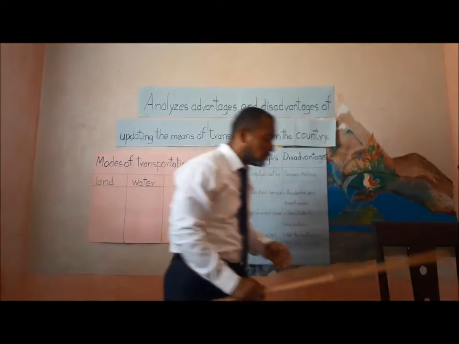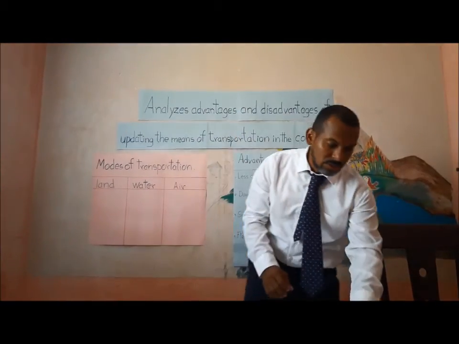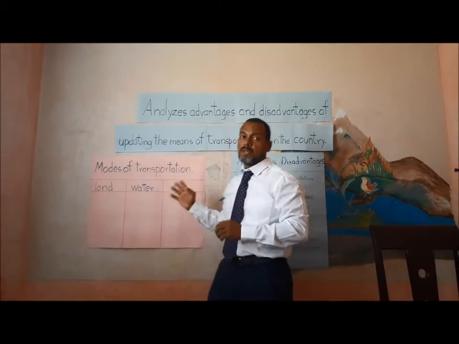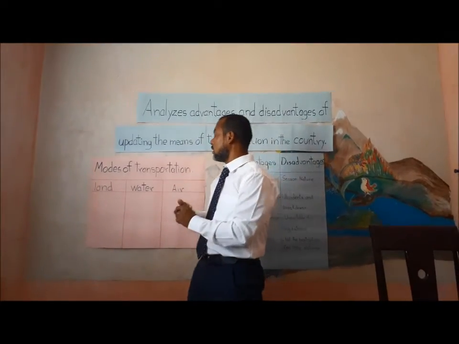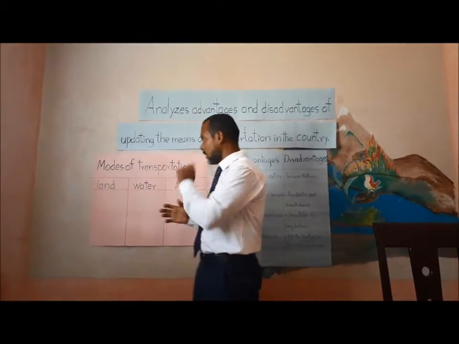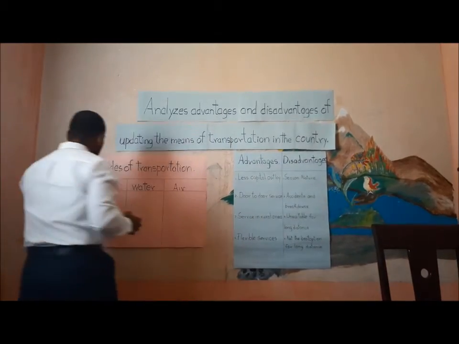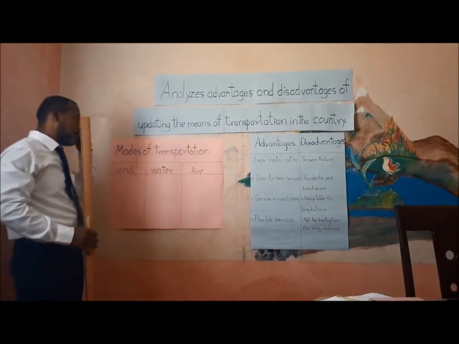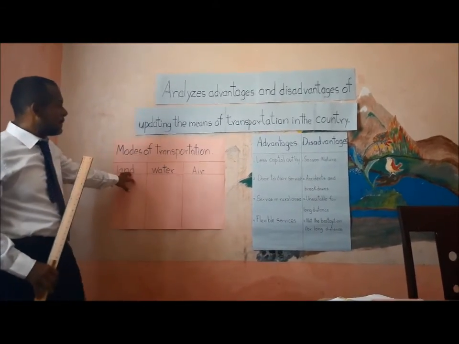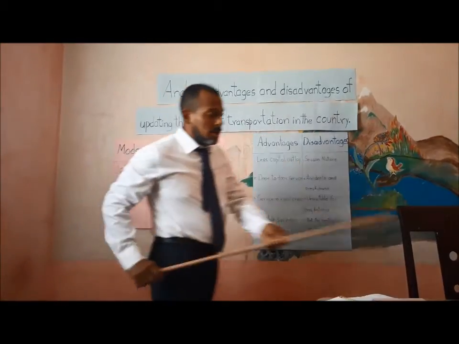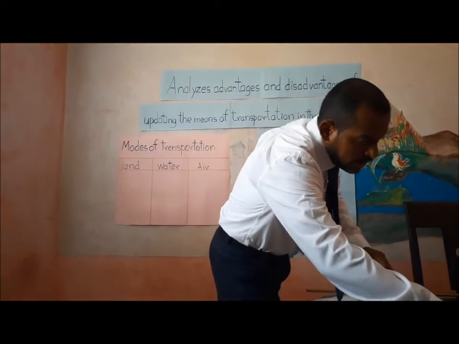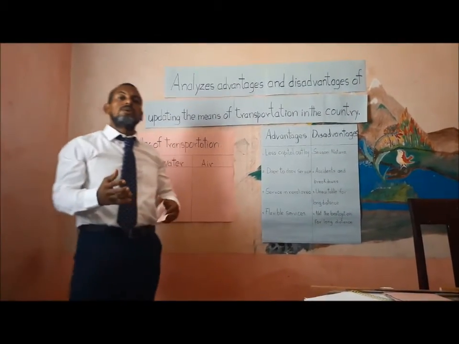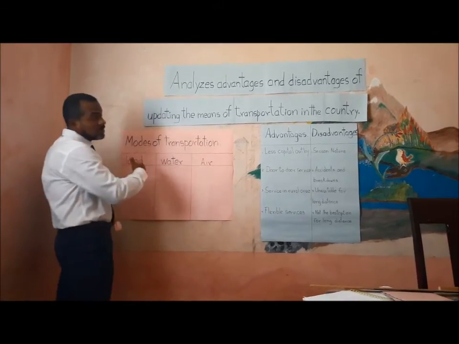Okay, to continue with the activity, we have the modes of transportation. You need to choose whether the transport moves by land, by water, or by air. I have a group of transports here where students select what is the way the transport moves.